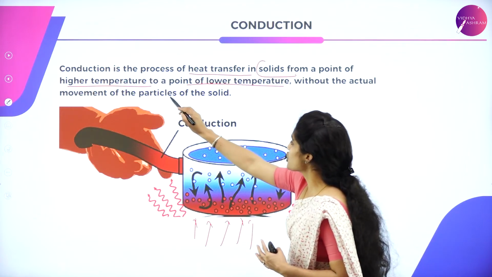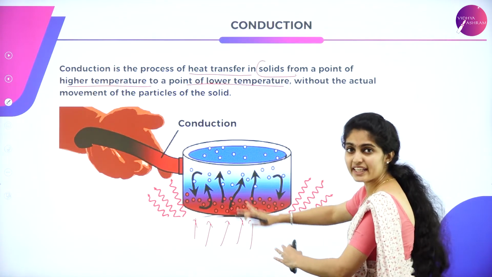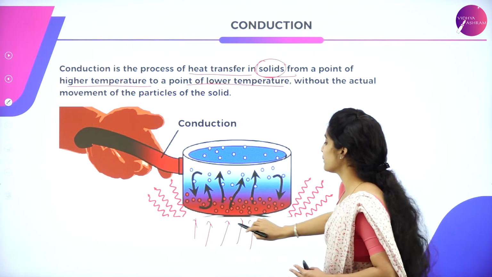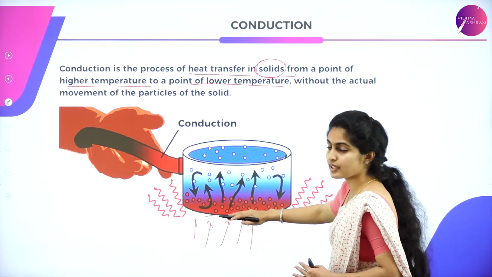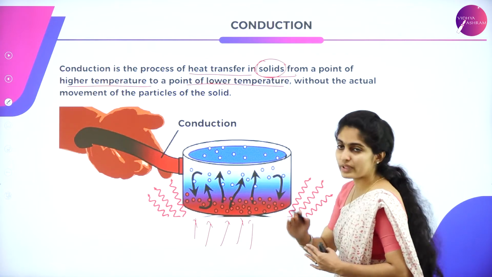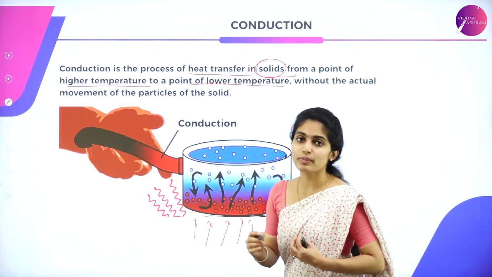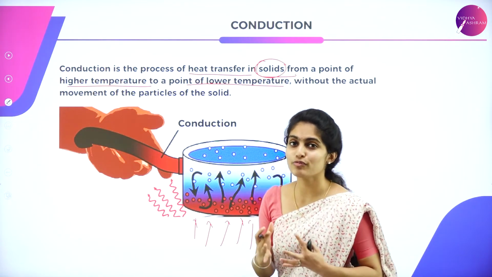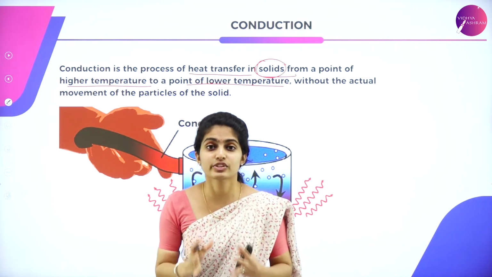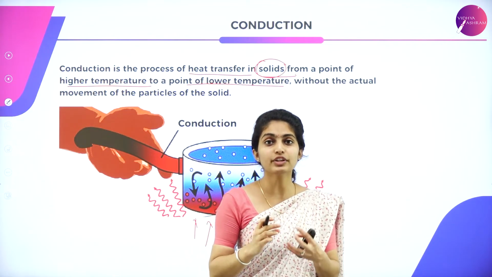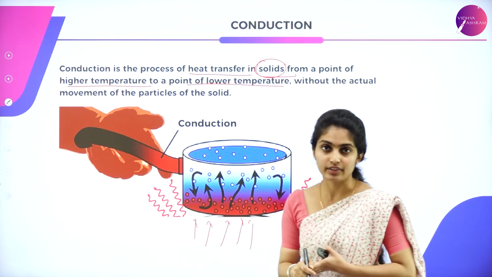So conduction is a process where there is heat transfer in a solid from a point of higher temperature, here a hot body, to a point of lower temperature, that is a cold body, without actual movement of particles. There won't be any movement of particles over here. So such a process is called conduction. I hope you're clear with what is meant by conduction.